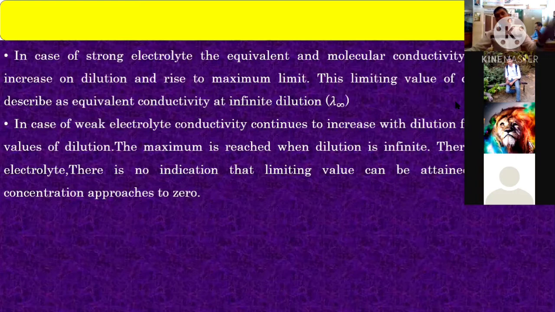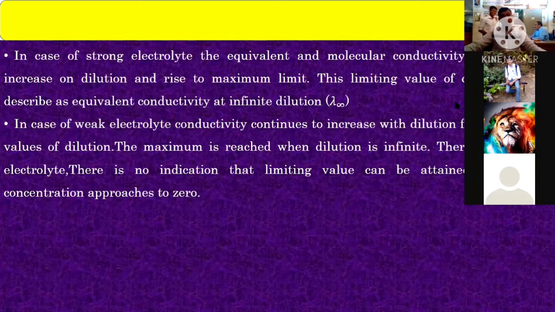In the case of a weak electrolyte, conductivity continues to increase with dilution. The maximum is reached when dilution is infinite. Therefore, for the weak electrolyte, there is no indication that a limit value can be attained even as concentration approaches zero. This phenomenon is applicable to strong electrolytes as well as weak electrolytes.